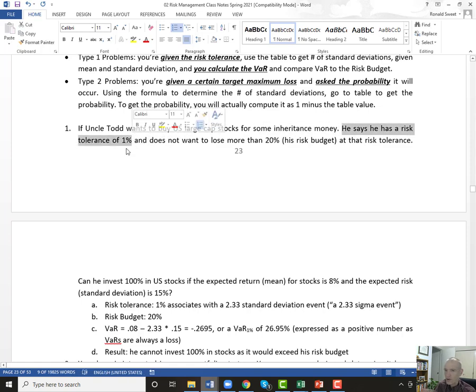On your project 2, you've got to come up with a risk tolerance, very subjective, but let's say he thinks it's 1%, or maybe you tell him we'll use a 1% risk, and he says, sure, whatever. He has a risk budget of 20%. So what is he saying? He wants 1% of the time he can lose 20% or more, or 99% of the time he wants to lose no more than 20%. So that's his risk budget.